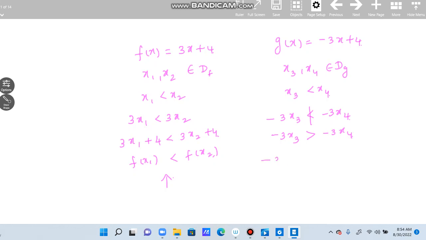Now add 4 on either side. Minus 3x3 plus 4 is greater than minus 3x4 plus 4. That is, are we not getting g of x3 greater than g of x4? Therefore, this is a decreasing function, because we know that if the inequality is not maintained, then it is a decreasing function.